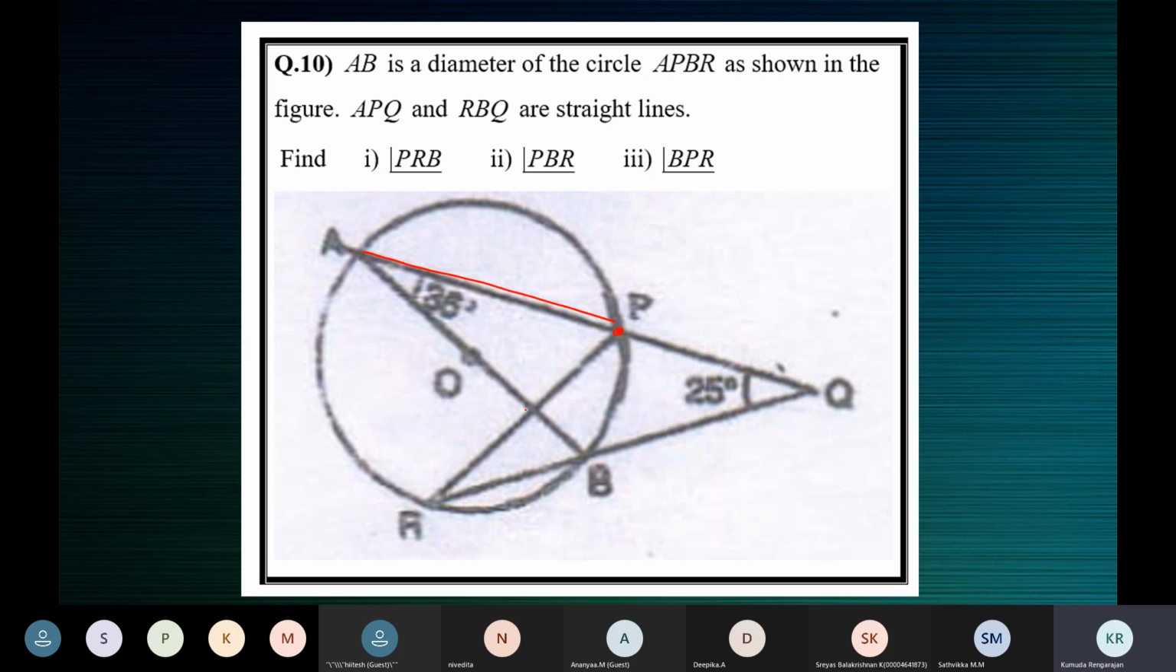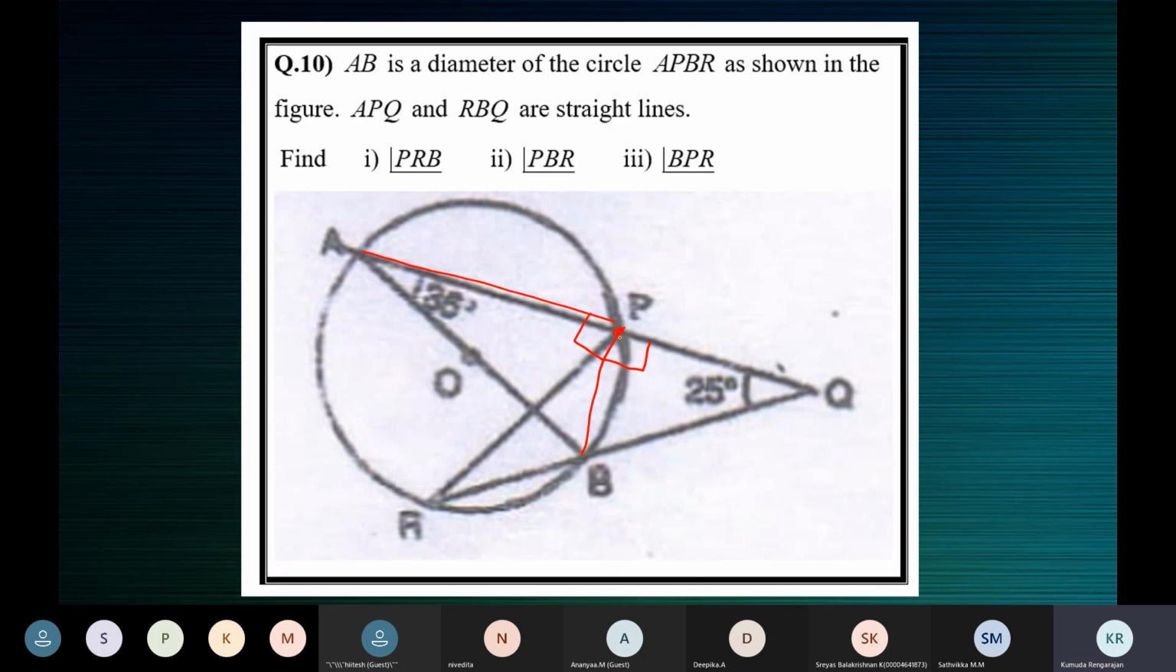AP, you can already see the line segment AP, but BP we don't see. So we join BP. Now this is angle in a semicircle, which is the right angle. So that is the first part. Now if this is 90, the adjacent angle, this is also 90, linear pair.